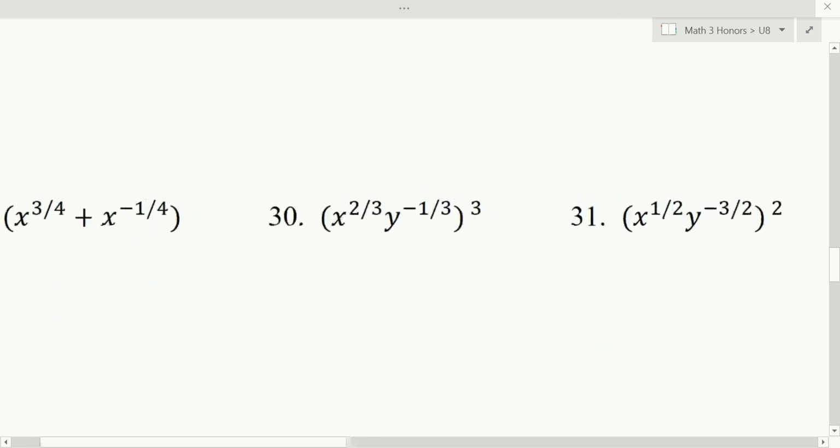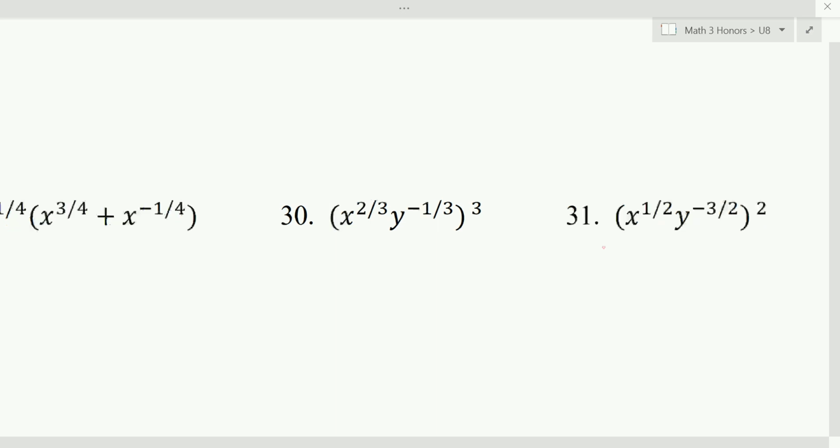Something like 30, I'm not going to do with you, but just talk through it maybe with you. What would you do here? If you have two different bases, you're just going to take the exponent and multiply it with the exponents, right? And then make sure you don't end up with a negative exponent in your answer.